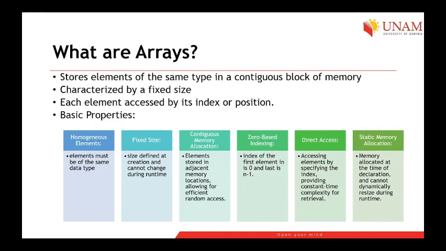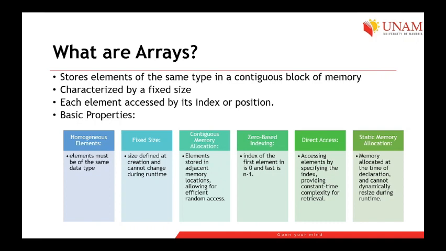So the basic properties are that you have homogeneous elements which are of the same data type, a fixed size which is defined at creation time and cannot change during runtime, and a contiguous block of memory where elements are stored in adjacent memory locations and therefore can be accessed randomly.